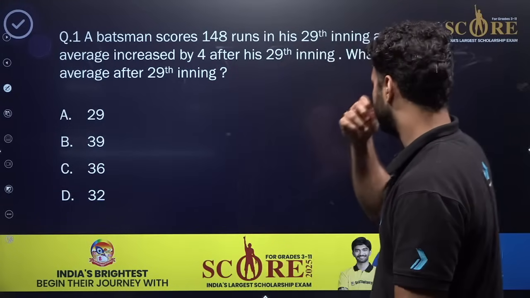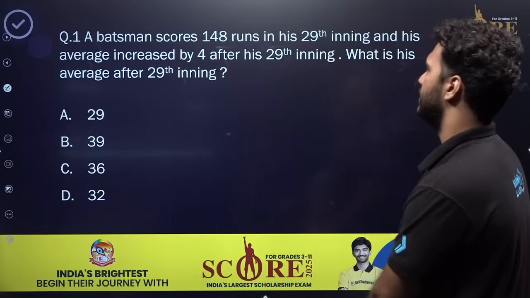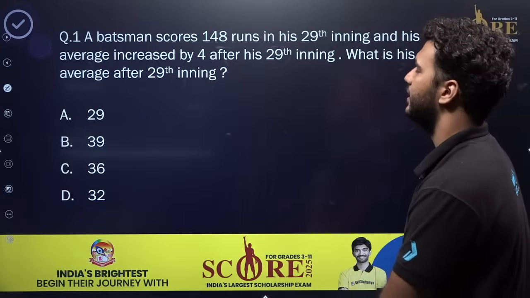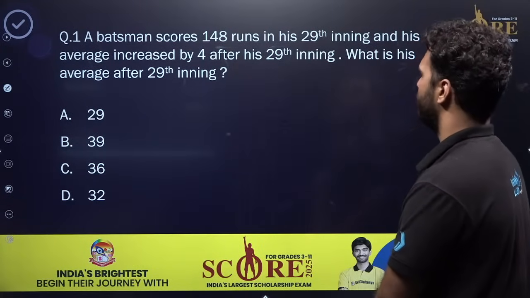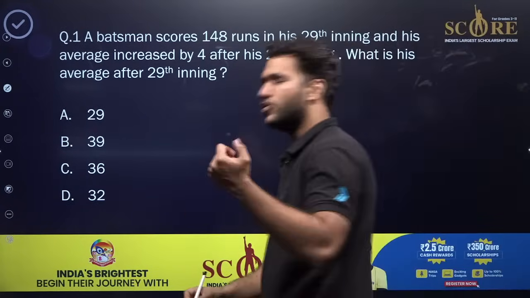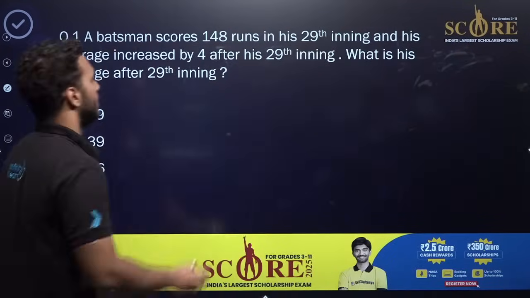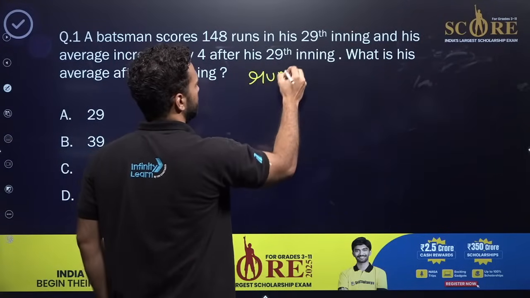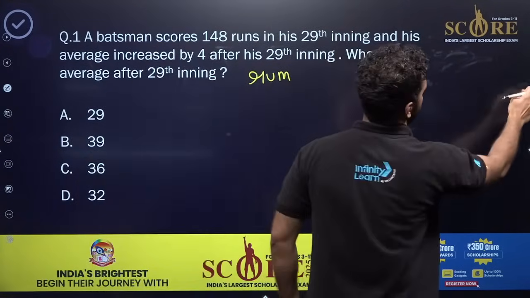A batsman scores 148 runs in his 29th inning, and his average increased by 4 after his 29th inning. What about till the 28th inning? Let's say it should be runs.